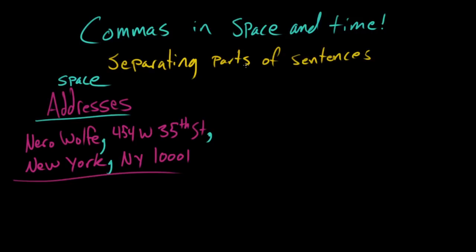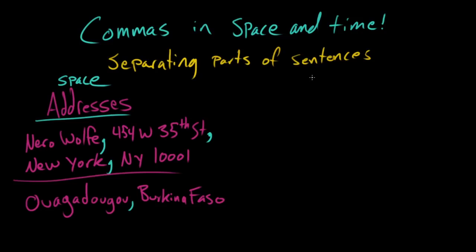And this isn't just for writing addresses, this is for referring to any point in space on the planet. So if I wanted to tell you the name of my favorite city on the planet, I would say Ouagadougou, comma, Burkina Faso. Real place, I've never been there, I would like to go someday. And that is how you use commas in space.